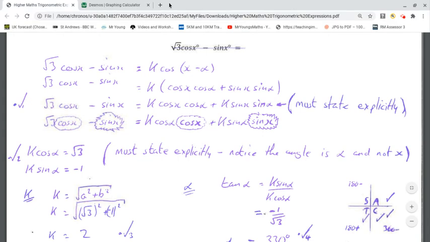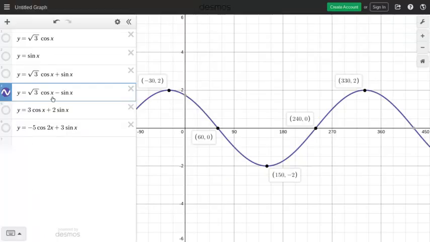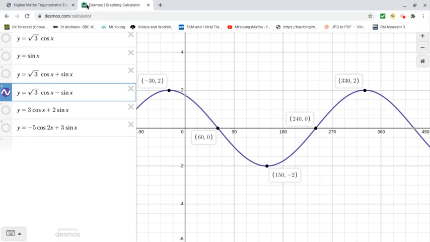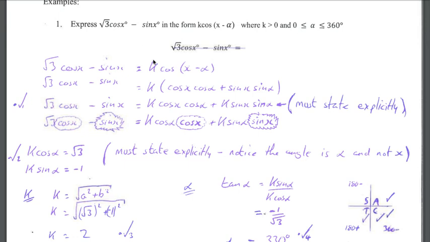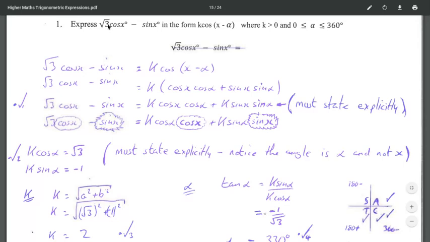So first thing to do, let's have a quick look at what it looks like. It looks like a cosine wave that's been stretched to a height of 2, so it has an amplitude of 2, and rather than starting at 0, 1, it's also been moved 30 degrees to the left. So let's have a look at how to calculate those values for the amplitude and the horizontal shift, or the phase shift as we could call it. So express root 3 cos x minus sine x in this form.